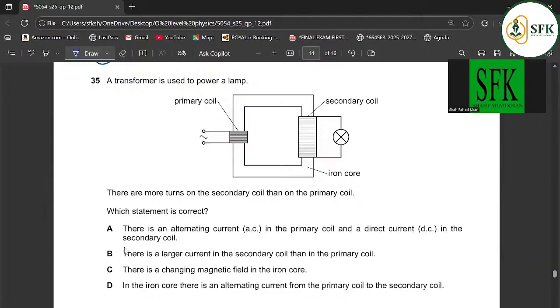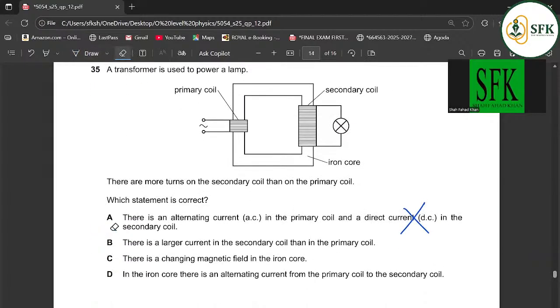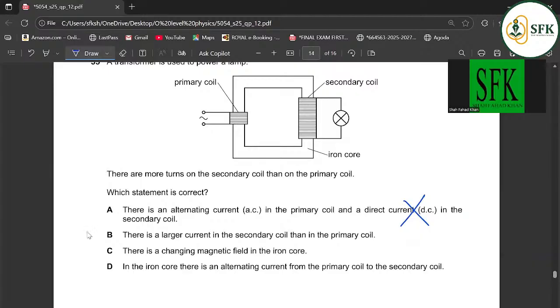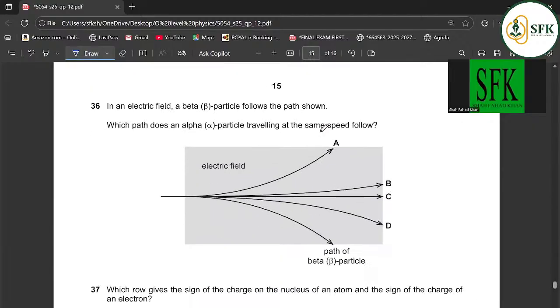There are more turns on the secondary coil than on the primary coil, so this means this is a step-up transformer. No, it's not DC in both. It's AC in both. Larger current in the secondary coil? No, not larger current. Larger voltage in the secondary coil, not current. Changing magnetic field, yes. There is a changing magnetic field. That's why EMF is induced in the secondary coil.